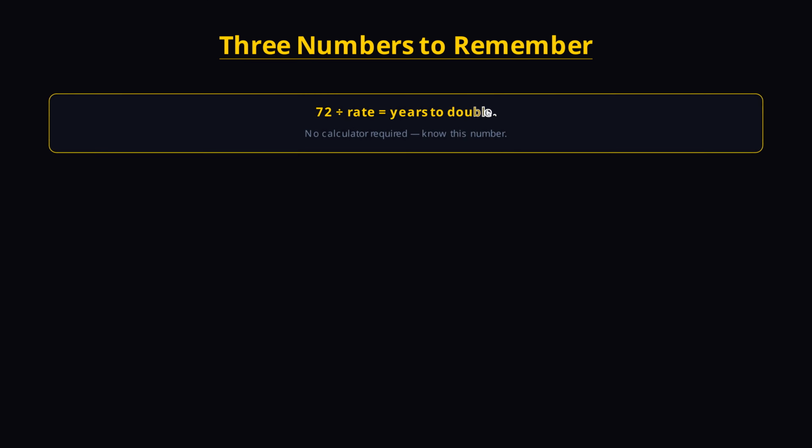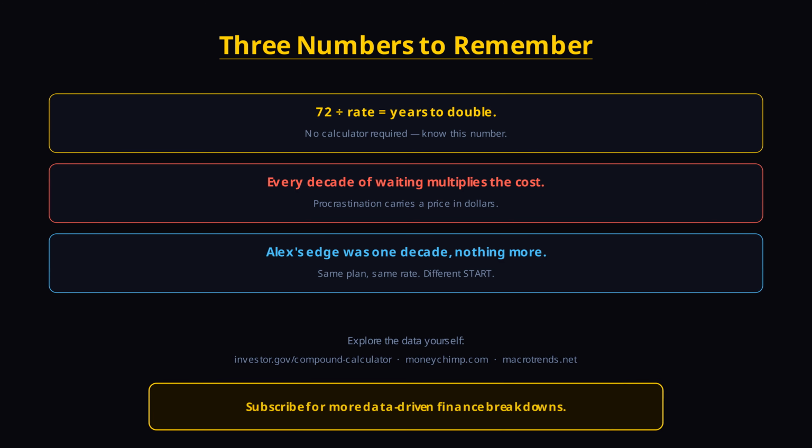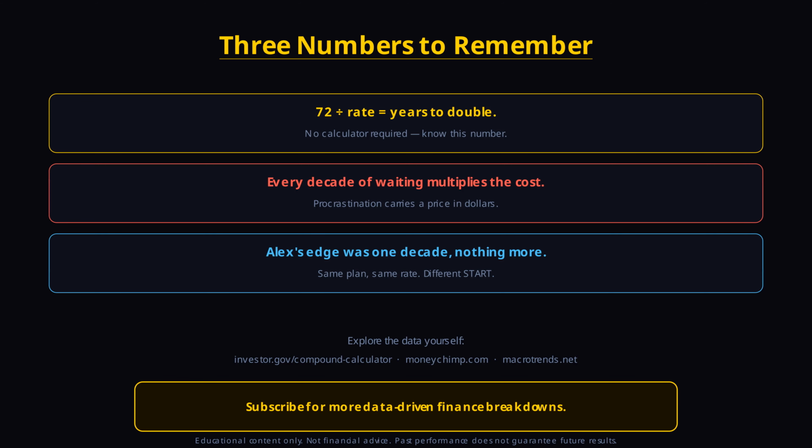3 things worth remembering. 72 divided by your rate of return. That's how many years it takes for your money to double. No calculator required. Every decade you delay is not just time lost. It is a multiplier applied to the amount you must contribute to reach the same destination.